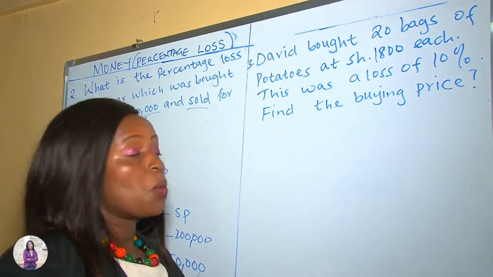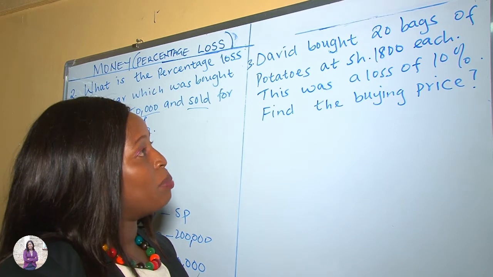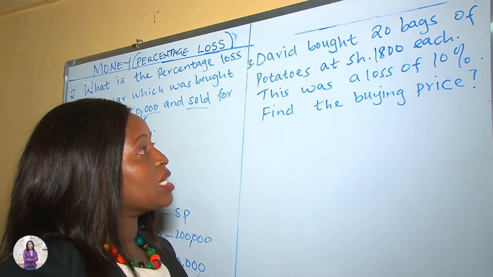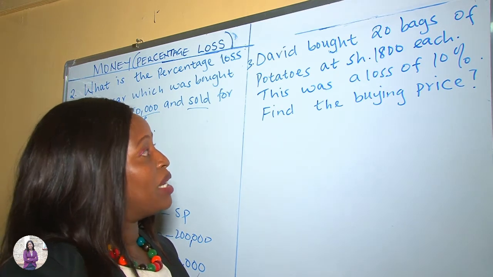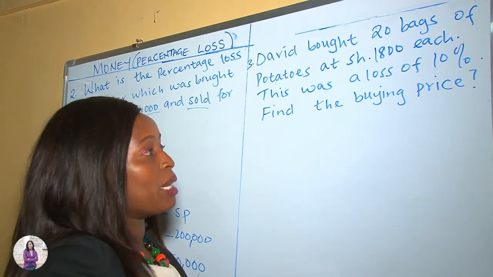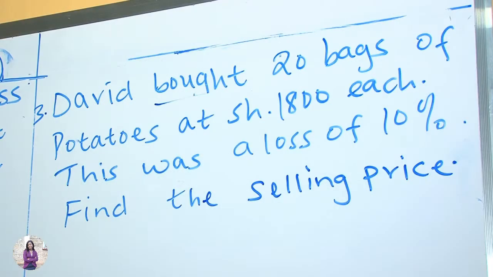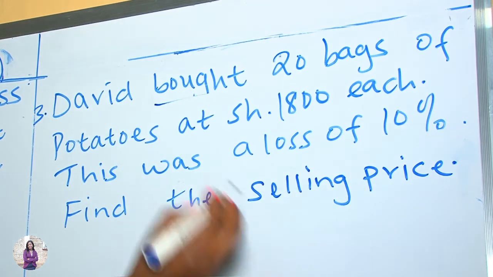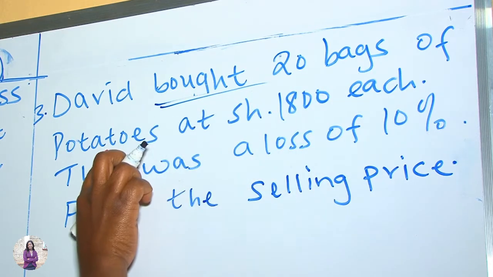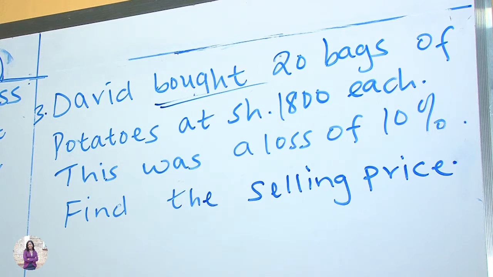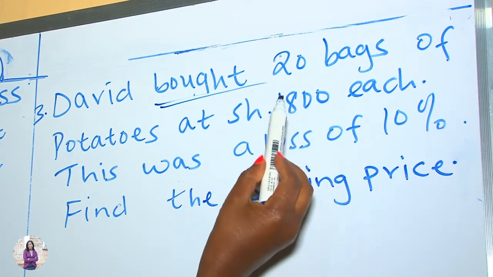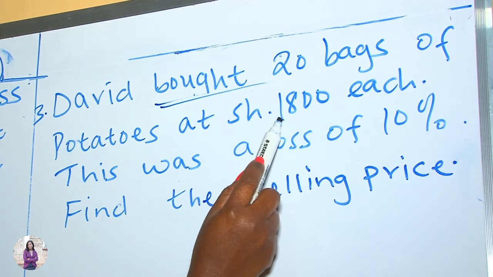In our next example, we are told that David bought 20 bags of potatoes at shillings 1,800 each. This was a loss of 10%. Find the selling price. For us to answer this question, we need to read step by step and see what you are looking for and whatever you are given already in the question. So you are being told he bought 20 bags of potatoes at shillings this one. So already you are given the buying price. But now we are being told he bought each bag at 1,800.